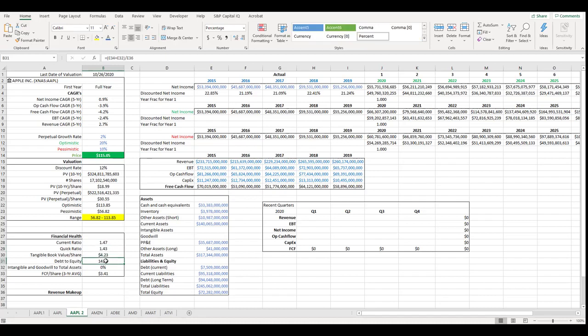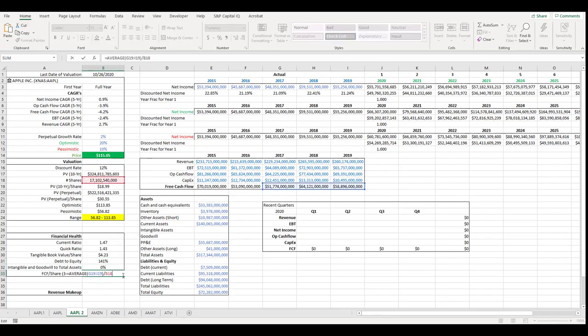Debt to equity is a little alarming. For this, I add long-term and short-term debt. Wow. I've always heard they were in such good financial health as well. So I mean that's a lot of debt to equity there. Free cash flow average for the last 3 years is $3.41 per share, and the current price is 115.05.